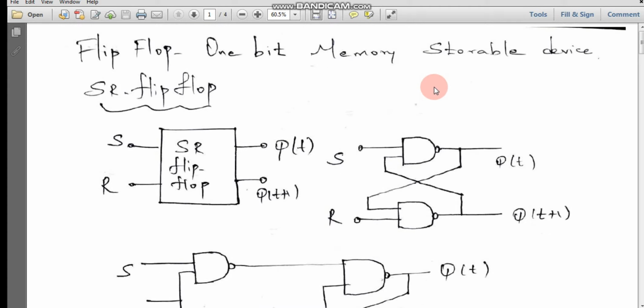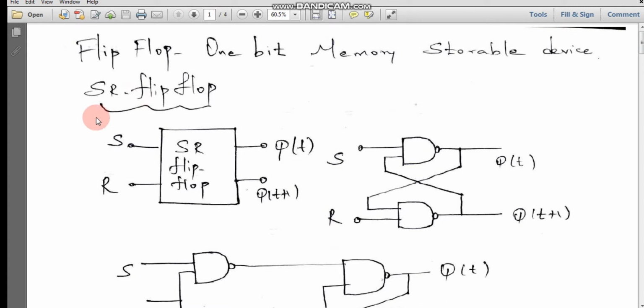So there are 4 types of flip-flop available. The first one is the SR flip-flop, the second is the JK flip-flop, the third is the T flip-flop, and the last one is the D, that is, delay flip-flop. In this video I am going to explain the SR flip-flop and the JK flip-flop.